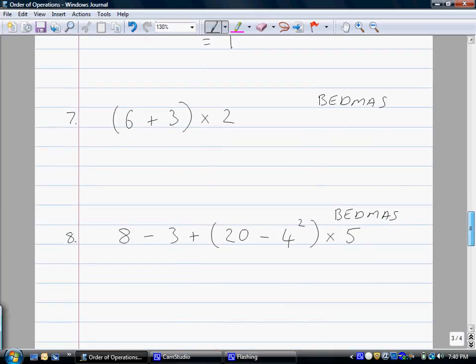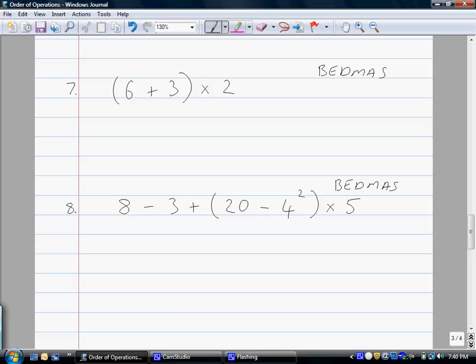Okay, now we've got some examples with brackets. Now the brackets are the first thing that we deal with. Now some people misunderstand this. They start thinking about doing brackets, which doesn't make any sense at all. What the brackets tells you to do is you have to work out what's inside the brackets first. Okay, so if you have brackets, we work this out first.